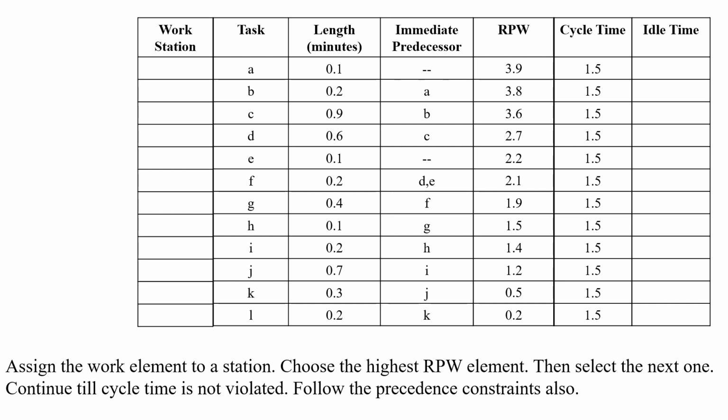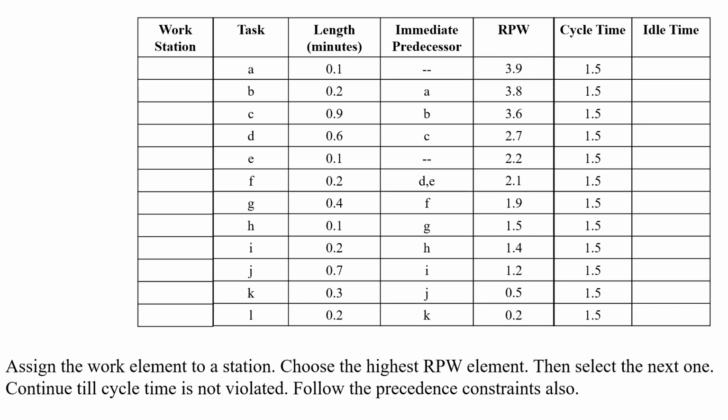Next we have to move to assigning the work elements to a station. For this, choose the highest RPW element, then select the next one. Continue till the cycle time is not violated. Then follow the precedence constraint also. Continuously repeat the same procedure until the completion of all the tasks.